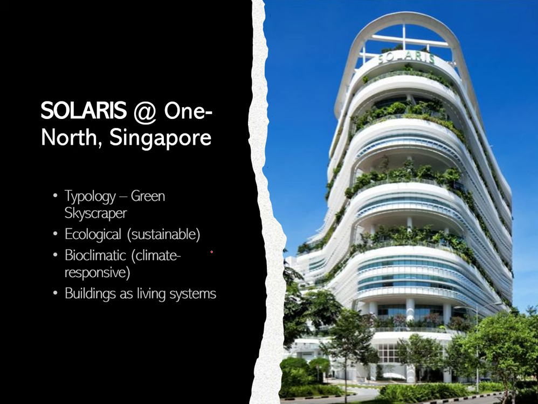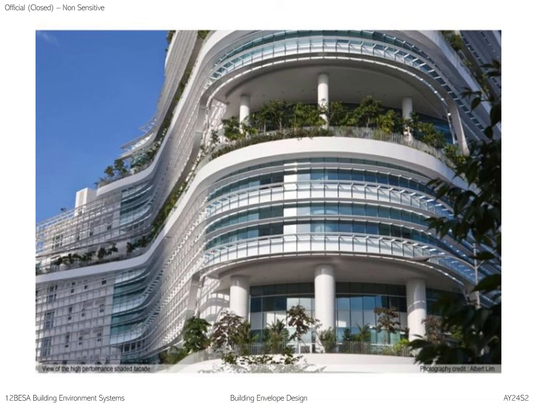So Solaris at One North Singapore. In this case, the typology is a green skyscraper. Keywords would be ecological, sustainable, bioclimatic, because it's climatic responsive. And the concept is that it's looking at the building as a living system, not as an object itself, but something that is alive. Okay, so this is a view of the high performance shaded facade.